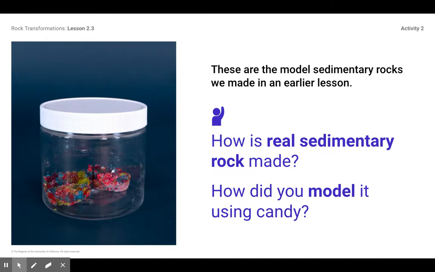If you want to model this, you can, and then you'll get the sedimentary rocks. It's just going to take your lesson a little bit longer. If you happen to have some hard candies that you can use to model this, you can pause the video and go ahead and get those materials.